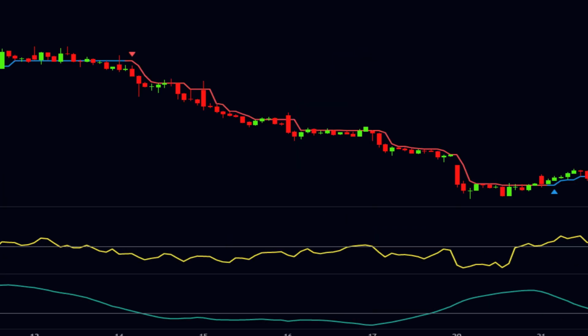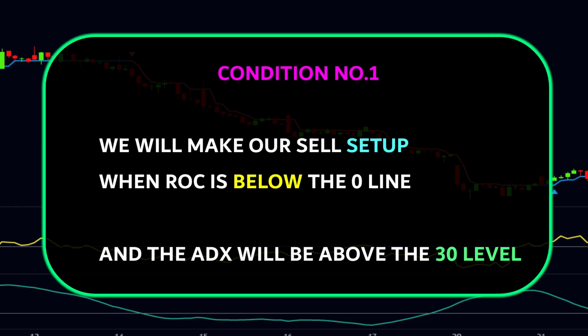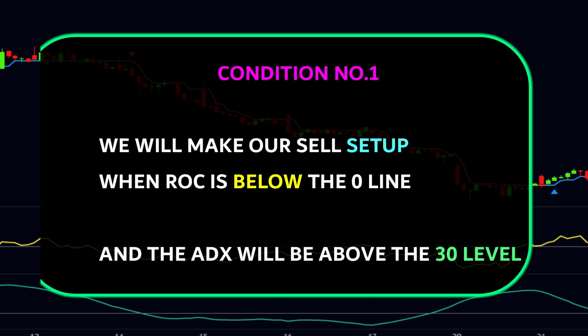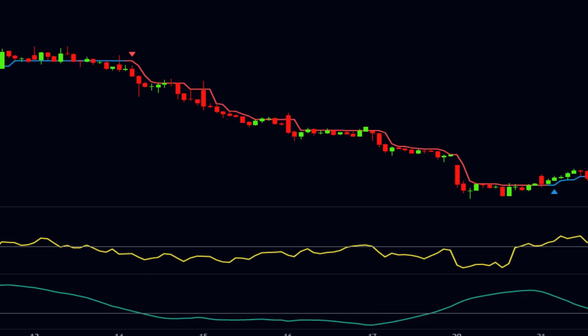Now let us discuss the conditions for the sell setup. Condition number 1. We will make our sell setup when ROC will be below the 0 line and the ADX will be above the 30 level. Condition number 2. We will make our sell entry after the red arrow will appear when the halftrend will be in red color. Let us see an example.